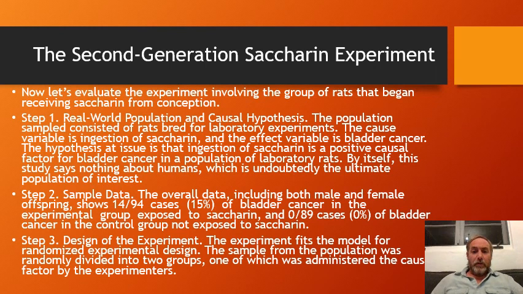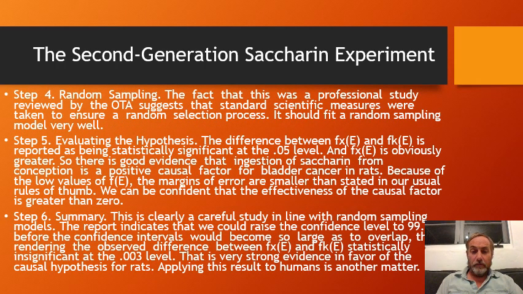Okay, so step 3, what was the design? Well, the experiment fits the model for randomized experimental design. Why? Well, the sample from the population was randomly divided into 2 groups. One got the causal factor, and one didn't. Okay, step 4, random sampling. And here they basically say, yeah, it's a randomized experimental design. It's a professional study reviewed by the OTA. It got through peer review. It's probably good on that point.